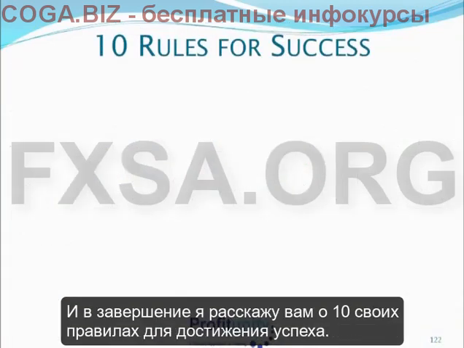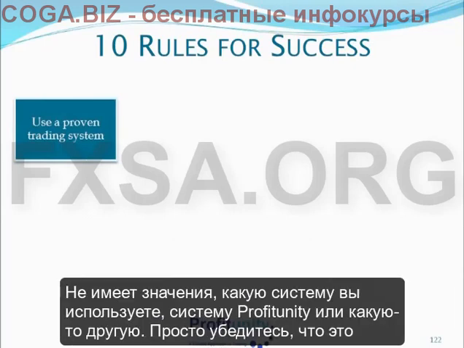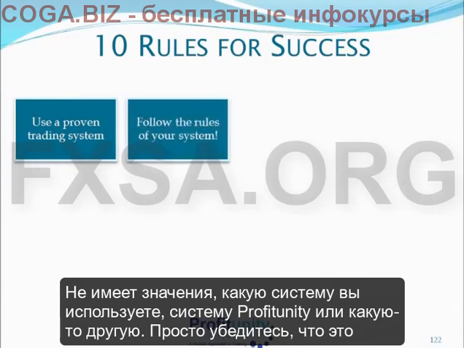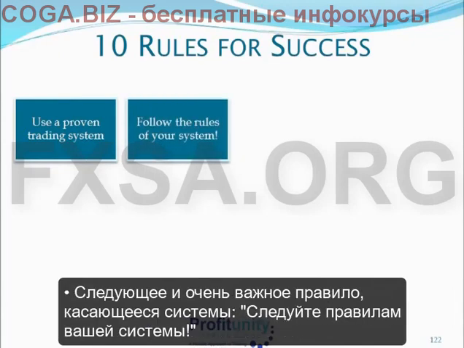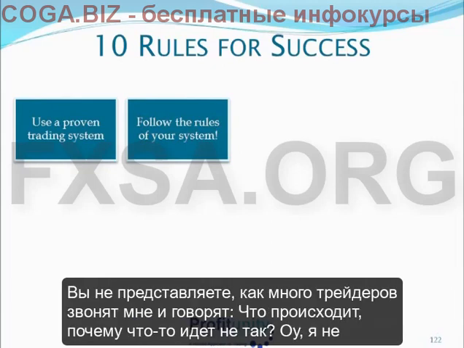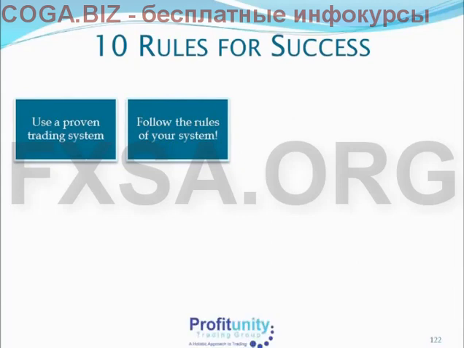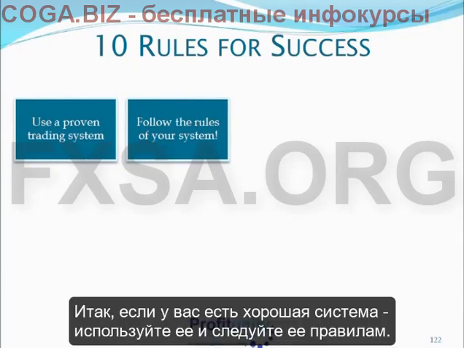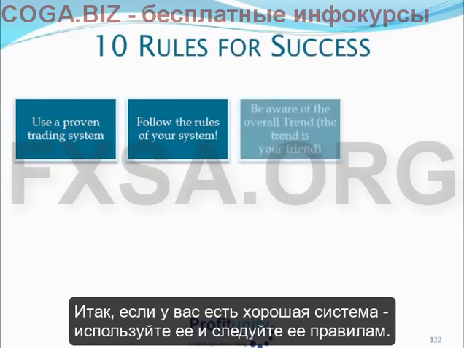And finally, I'm going to give you my 10 rules for success. Use a proven trading system. No matter what system you're using, if it's the Profittunity or one you already have, make sure it's a proven system and that you feel comfortable with it. Next, the other most important part about that system is follow the rules of your system. I can't tell you how many traders will call me and I'll say, well, what happened? What's going on? And they'll go, oh, I didn't follow the rules. So if you have a good system, then use it and follow your rules.